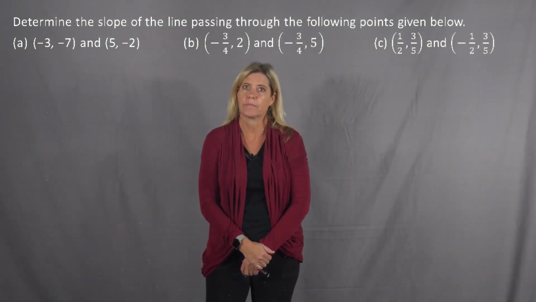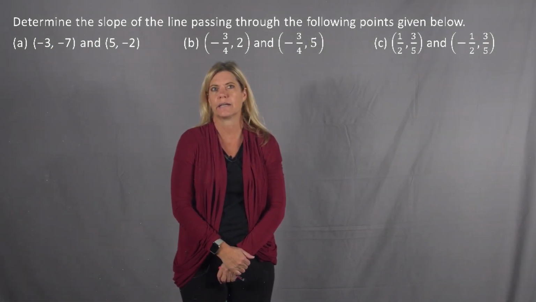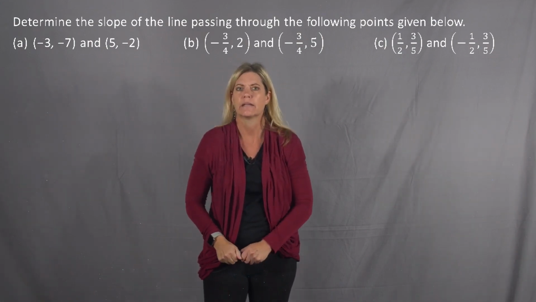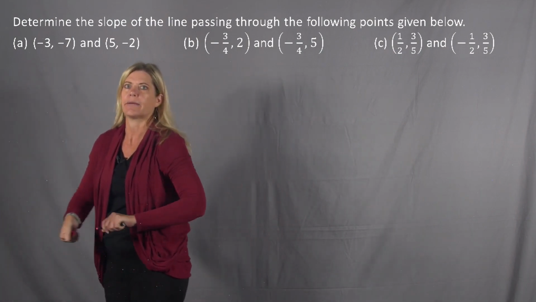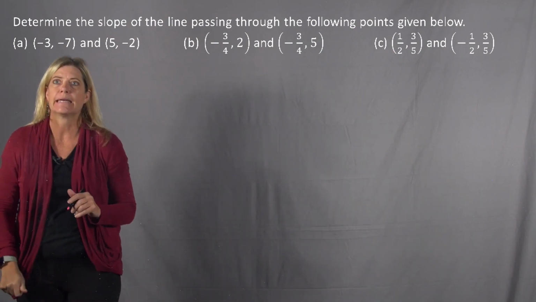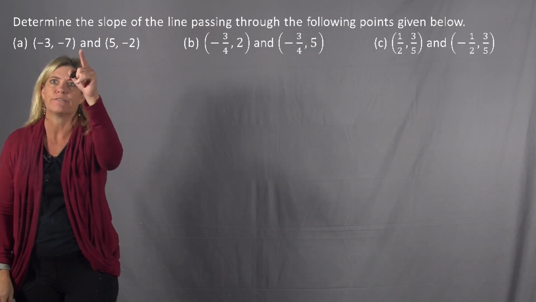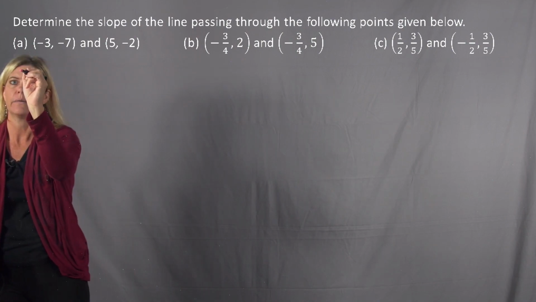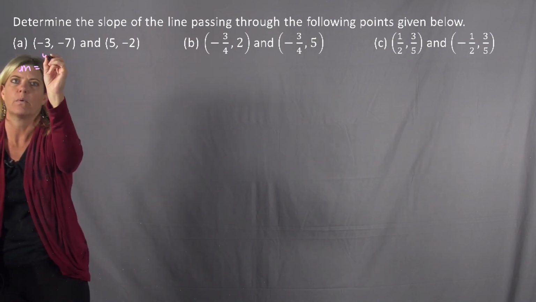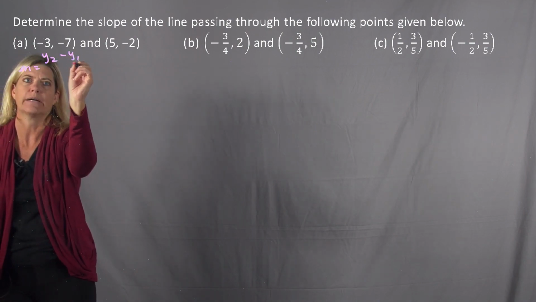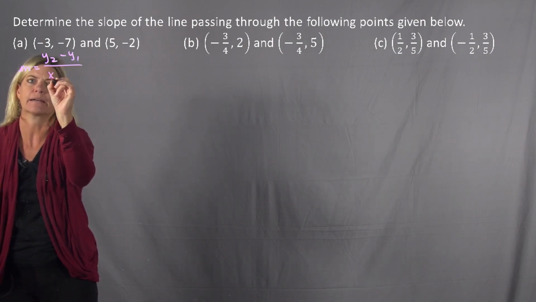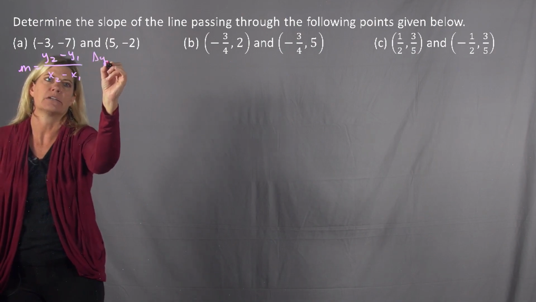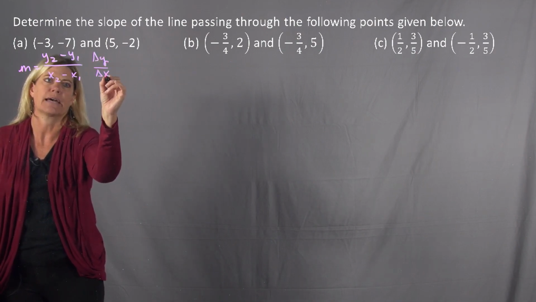In this problem, we want to determine the slope of the line passing through these points given here in A, B, and C. So let's first start over here at A. Here we're given the point -3, -7, and then 5, -2. When we find the slope of a line, we're always going to use the formula y2 minus y1, and then divide that by x2 minus x1. And you may know this as the change in y divided by the change in x.